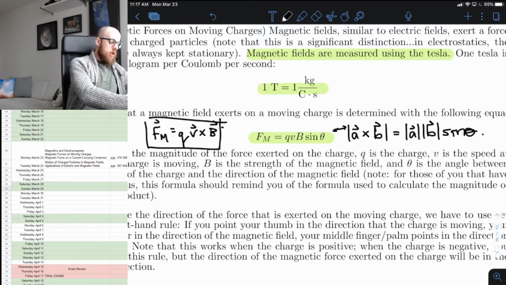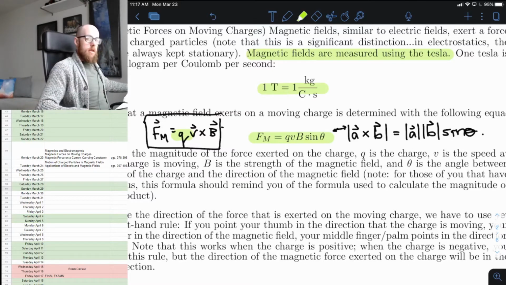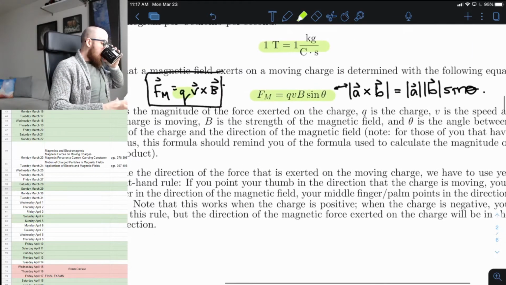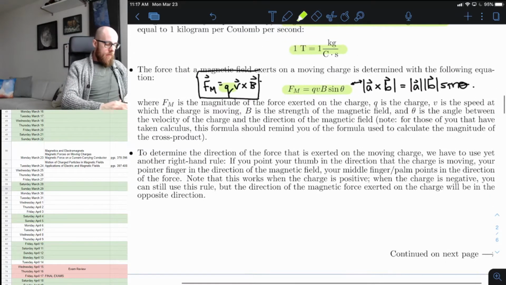Exactly. The charge just hangs out. It's sort of along for the ride. It's not part of the cross product though. We're just multiplying the cross product by a scalar quantity, the scalar quantity being the charge. Okay, any other questions? Are we doing okay so far?